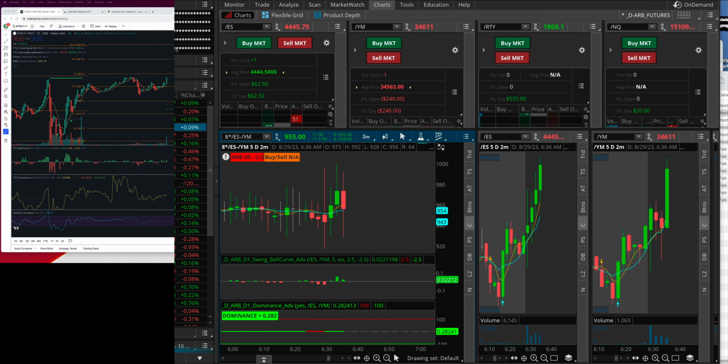Over here, this all looks strong still. We have the up, the dominance is going up. We have this bell curve who's kind of moving around. We're reaching this resistance right here. Let's see if we go up and hit this line, if we can burst through it.